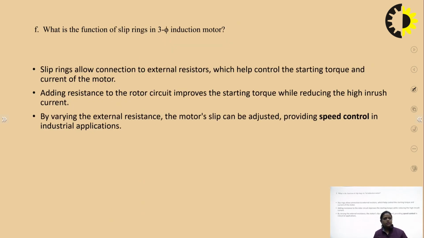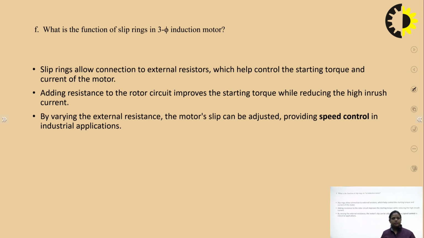Then, what is the function of slip rings in 3-phase induction motor? So, the slip rings in 3-phase induction motor, we know that in 3-phase induction motor we have 2 kinds of rotor. One is squirrel cage, and the other is slip ring or phase wound rotor. So, the question is asked, what is the function of slip rings in 3-phase induction motor?